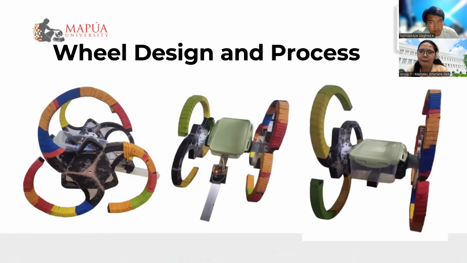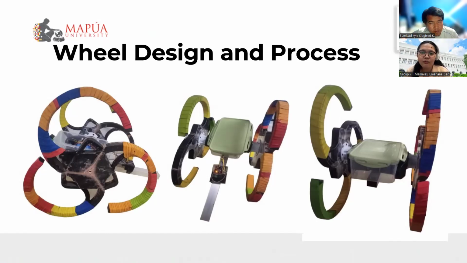For the design. So these three figures are the actual photos of the actual prototype. The one on the left, the first one, is the side view of the actual prototype. As you can see, there are two wheels which are 3D printed.